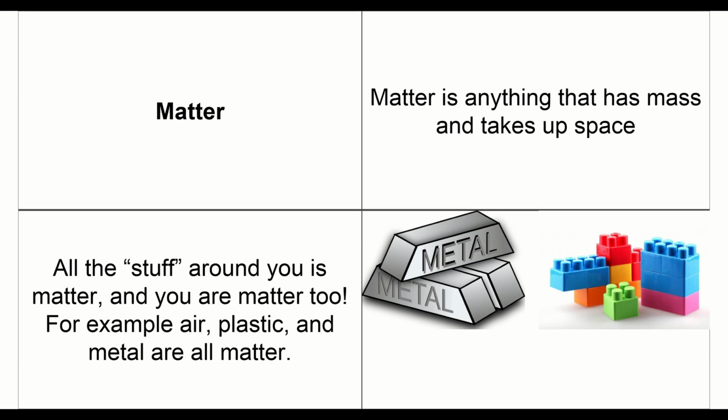All right, so we're going to start with section 1.1. If we're going to have a unit on matter, then we definitely need to make sure we define what matter is. And so matter is anything that has mass and takes up space. So this is pretty much everything you're interacting with in your world. You can think of it as stuff, okay? So all the stuff around you is matter, and you're matter too. For example, air, plastic, and metal are all matter. Pretty much anything is matter. If it's a thing, it's matter.